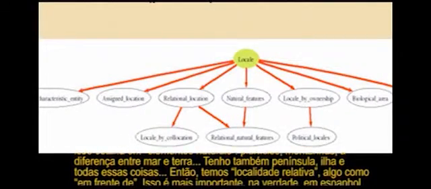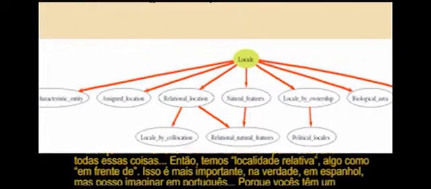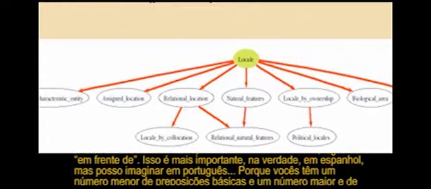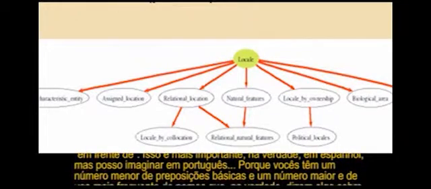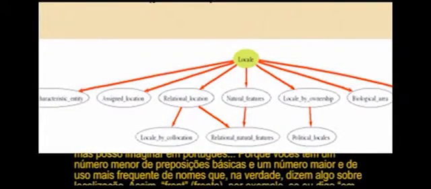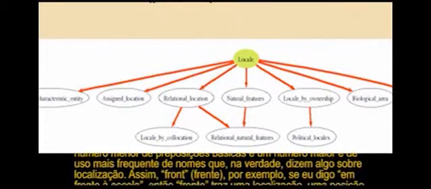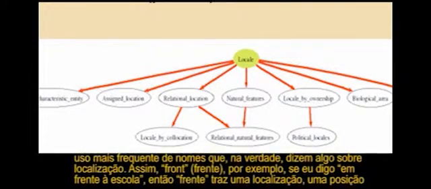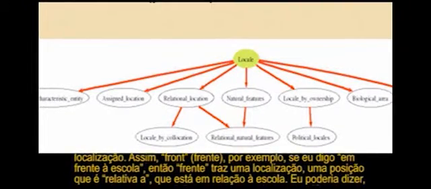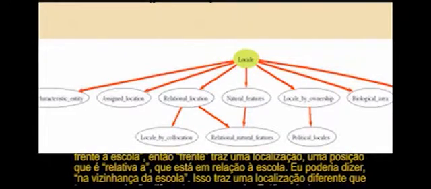And this is actually more important in Spanish, certainly, but I also imagine in Portuguese, because you have a smaller number of basic prepositions and a larger number and more frequent use of nouns that actually say something about a location. So front, for example, if I say in front of the school, then front picks out a location which has a relation to the school. I can say in the vicinity of the school. This picks out a different location that has a different relation to the school, okay?